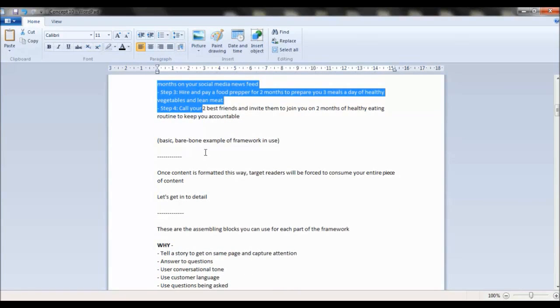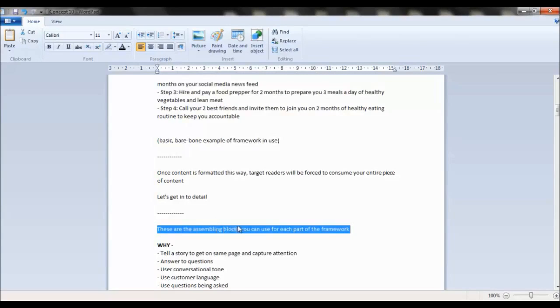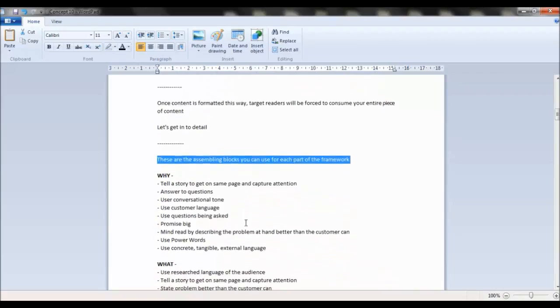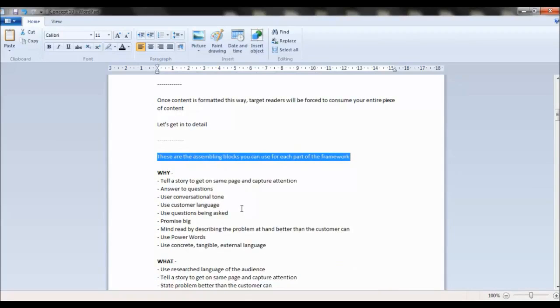Okay, let's move on. This is the basic bare-bones example of the framework in use. Once the content is formatted this way, the target reader or your audience will be forced to consume your entire piece of content, and they will get that quote-unquote aha moment. So let's get into more detail and see how we can do this from beginning to end. These are the assembling blocks that you can use for each part of this framework.